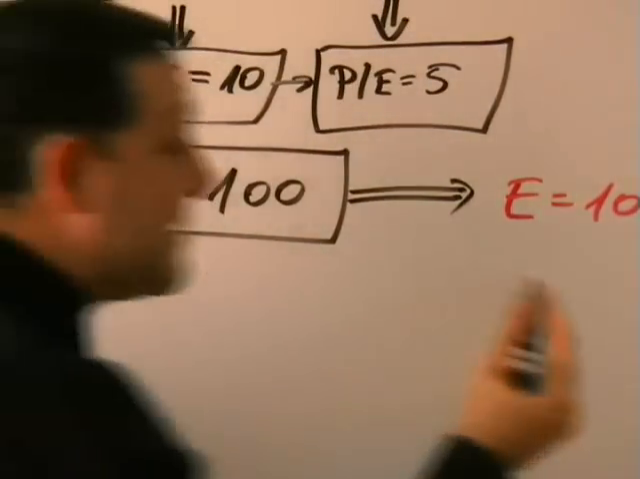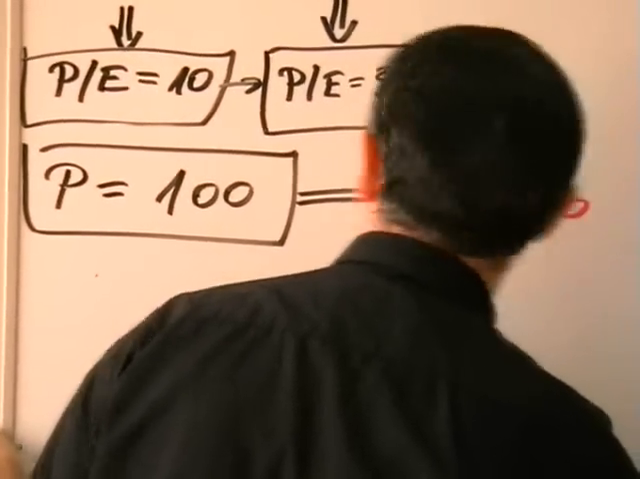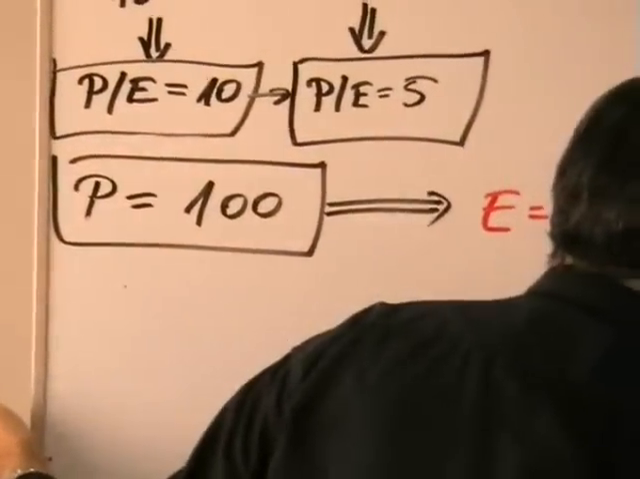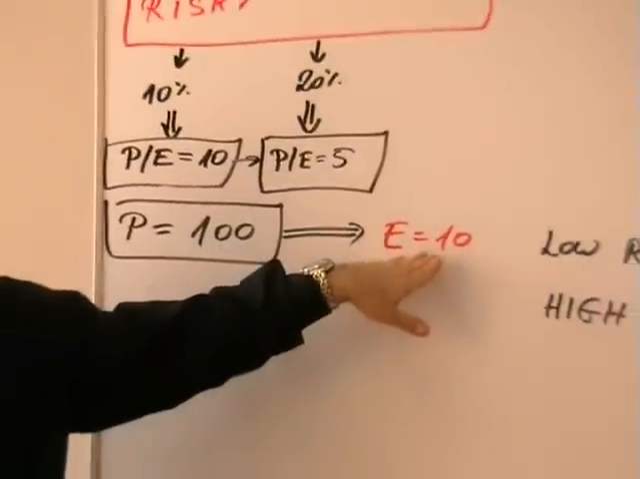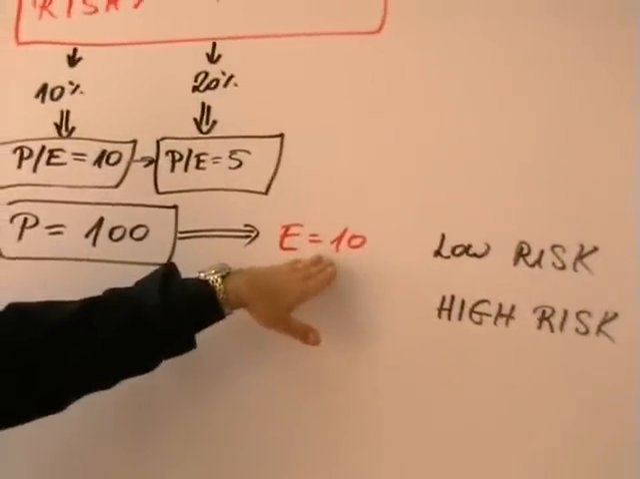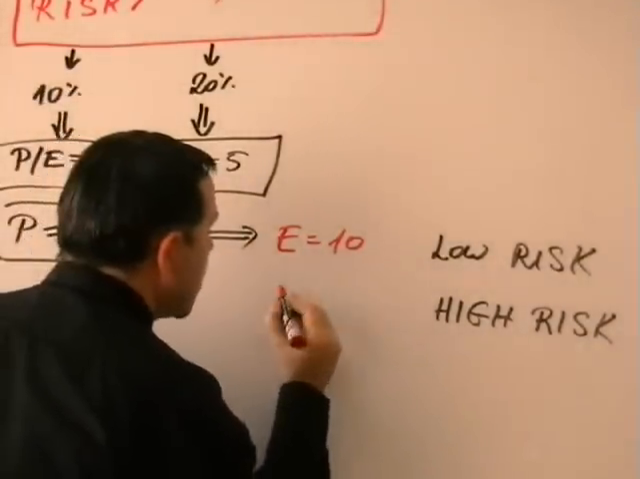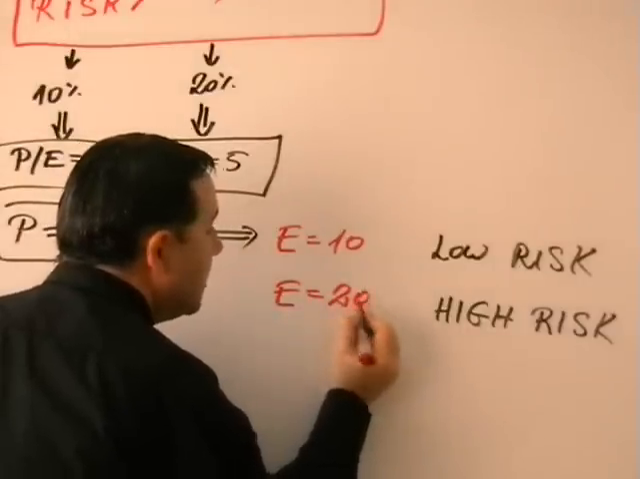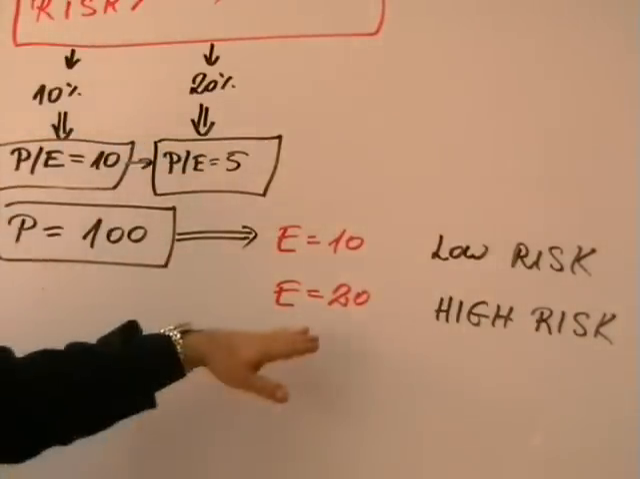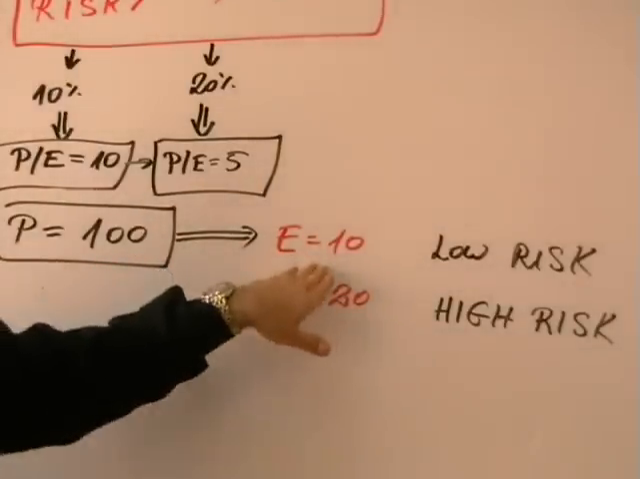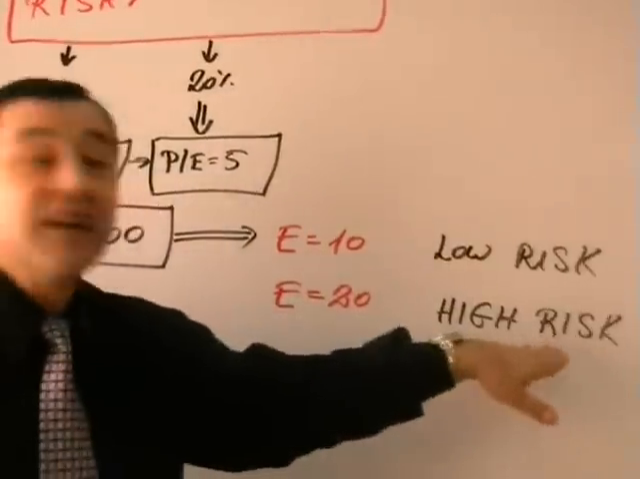Now suppose the same stock again, and here's the key. I already fixed the price at 100, and it is high risk. 20. The answer now is, if this stock is safe, I'll pay 100 and I require earnings of 10. But if the stock is high risk, I will require earnings of 20. You see? When I pay 100, I'll be happy with 10 if it's relatively safe. If it is a very high risk, I'll require 20.